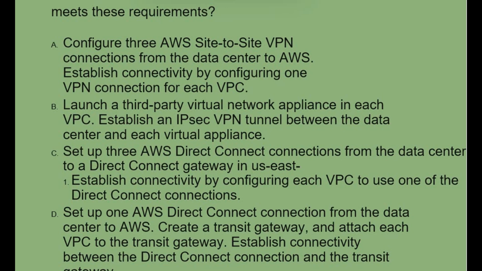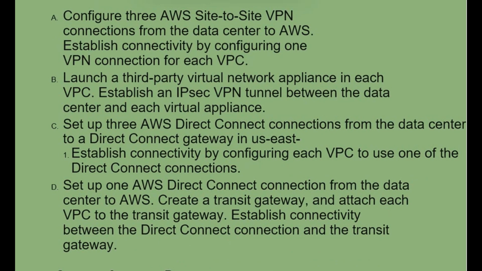Option C, set up three AWS Direct Connect connections from the data center to a Direct Connect gateway in US East. Establish connectivity by configuring each VPC to use one of the Direct Connect connections. Option D, set up one AWS Direct Connect connection from the data center to AWS.